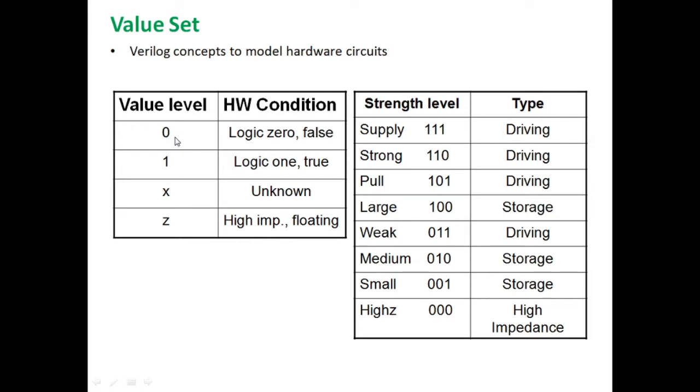And you may ask me a question: among all these 8 different strengths, which has the highest priority and which has the lowest priority? Obviously, the highest priority is supply and the lowest priority is high impedance, that is high Z. Now, supply is always of type driving. Supply, strong, pull, weak all come under the category of type driving, whereas large, medium, small come under the category of storage, and high impedance is simply high impedance.